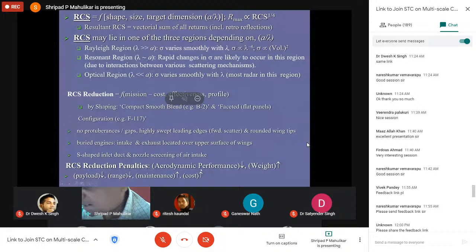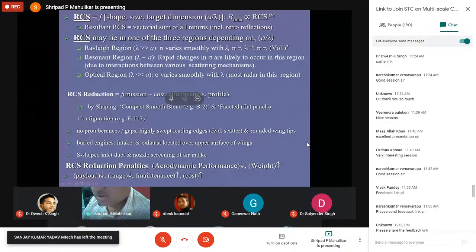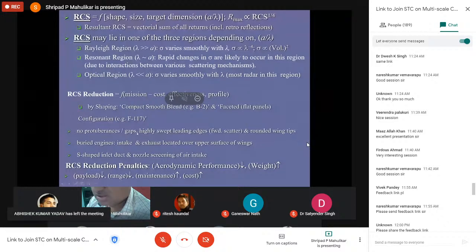So this is one example of RCS reduction penalty. Aerodynamic performance comes down. Many of the radar absorbent materials would be heavy, the weight goes up, and because of the performance coming down, the range will come down, the payload carrying capacity will come down if the weight goes up. Then many of these RCS reduction features, like radar absorbent material, especially there is maintenance involved, maintenance goes up, maintenance cost goes up, and even the initial investment, or maybe the material cost and the cost of the aircraft goes up. So these are some examples of RCS reduction penalties.